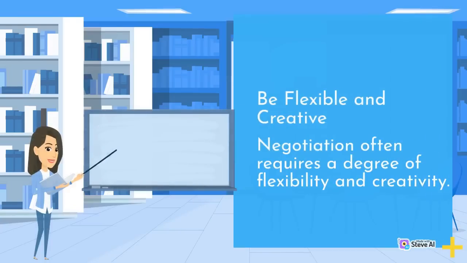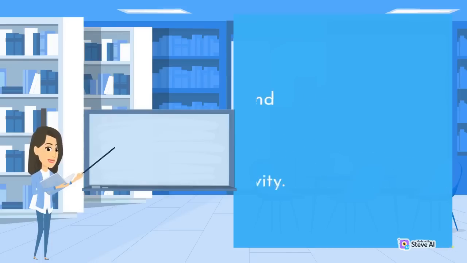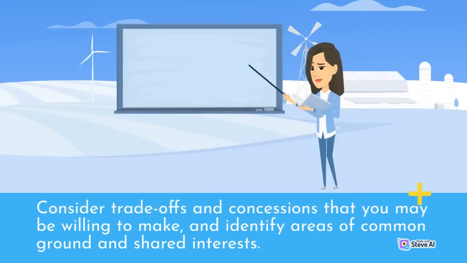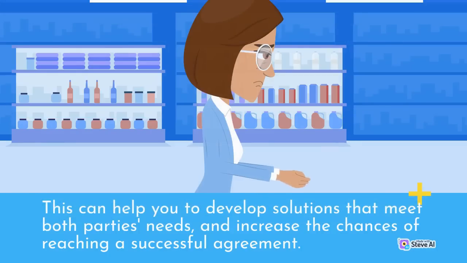Be flexible and creative. Negotiation often requires a degree of flexibility and creativity. Be willing to consider alternative solutions and compromises, and think creatively about how you can meet both parties' needs. Consider trade-offs and concessions that you may be willing to make, and identify areas of common ground and shared interests. This can help you to develop solutions that meet both parties' needs and increase the chances of reaching a successful agreement.